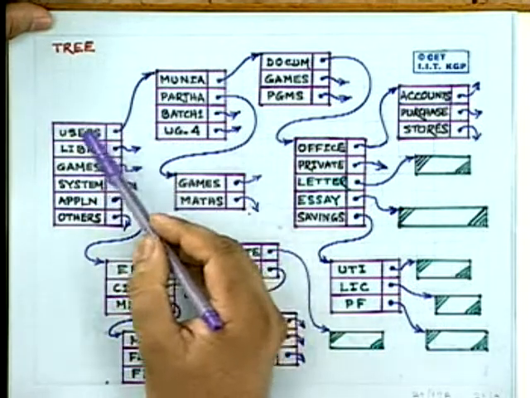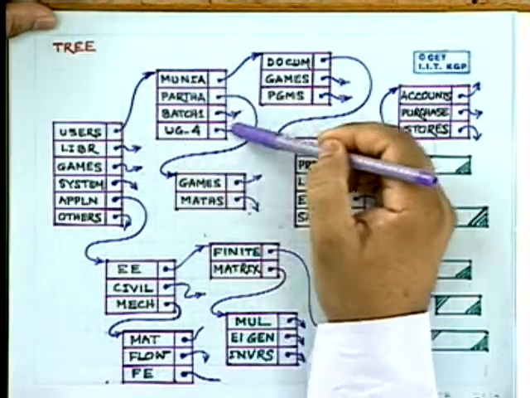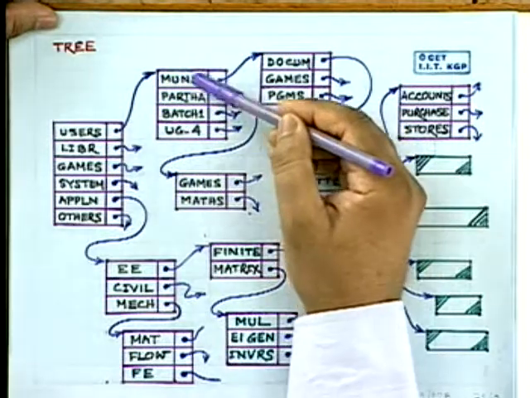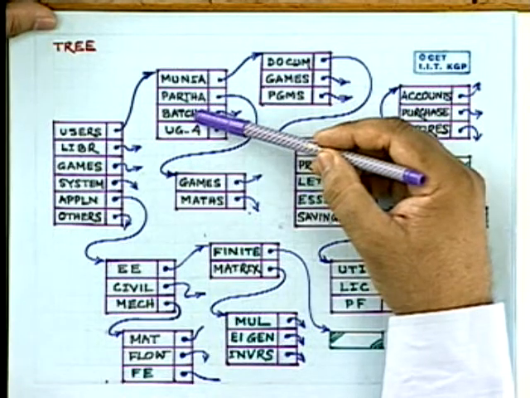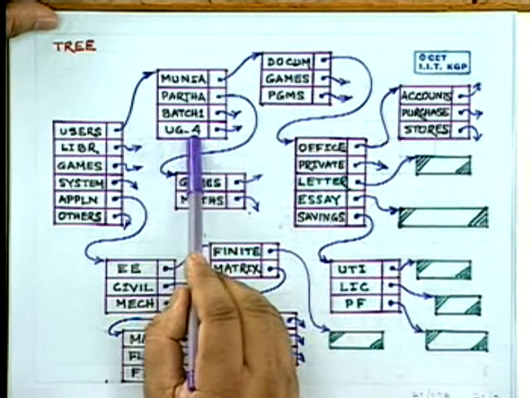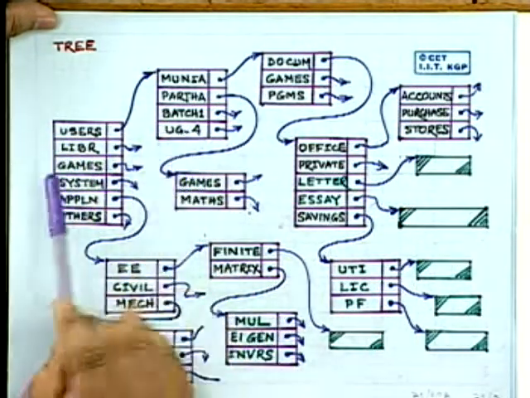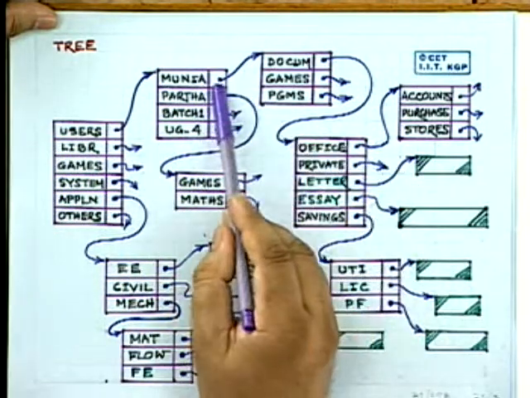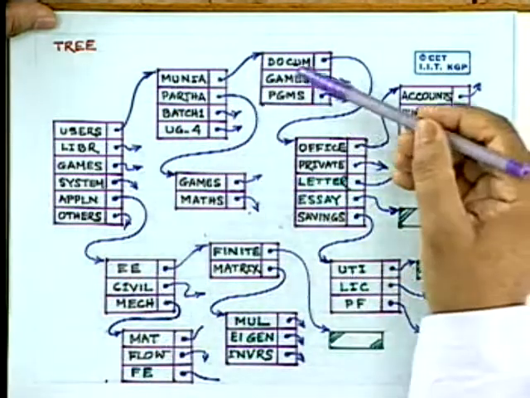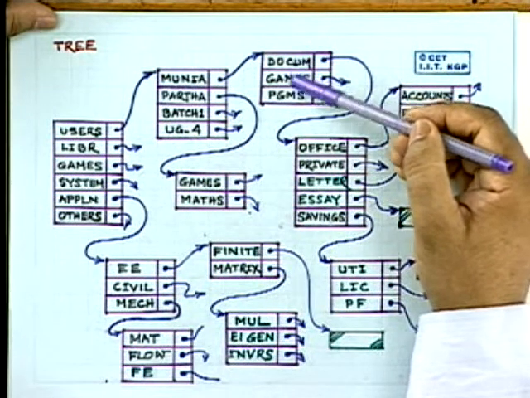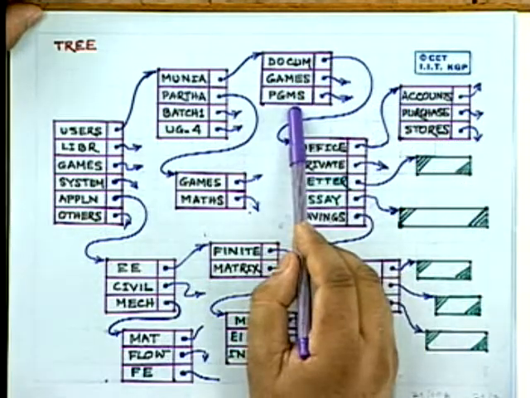For example, users is a directory which possibly keeps under it all the users of the system. Like, for example, say Munia is a user, Partho is a user, Batch 1 is a user, UG4, for example, undergraduate students of the 4th year level, is a group of users, right? Now, all of them are users, and all of them possibly will have a directory. For example, say this Munia has a directory containing 3 elements. One is documents, another is games, another is programs, right?